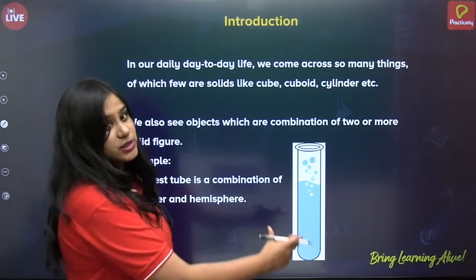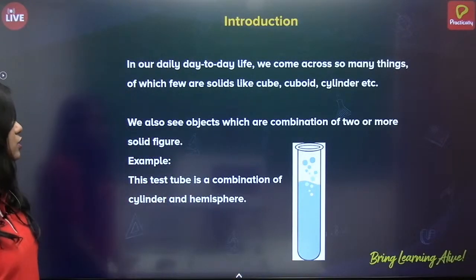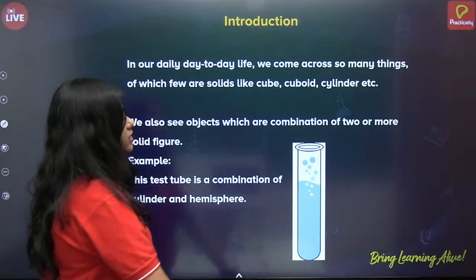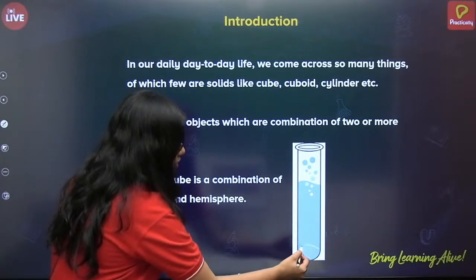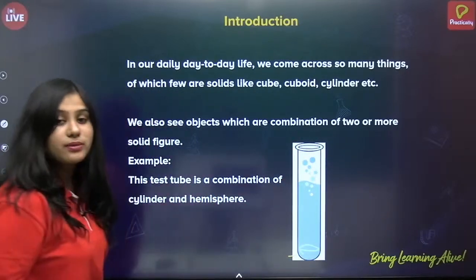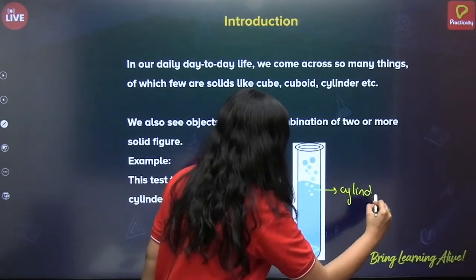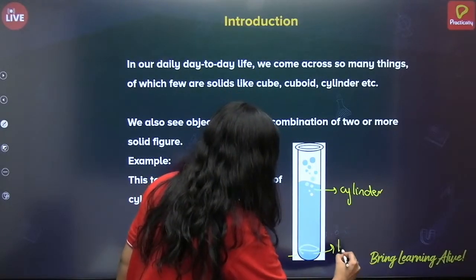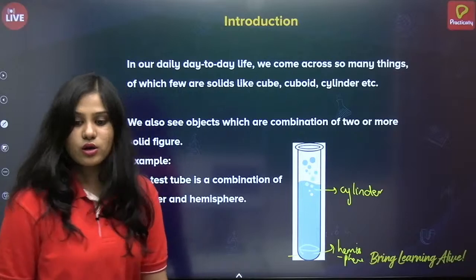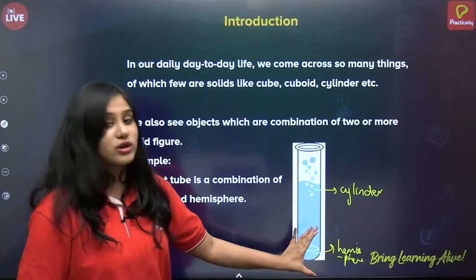So here you see a test tube, correct? You use a test tube for experiments in your science laboratories. So how is this a combination of two solids? When you observe it carefully, it is a cylinder till here and this part is a hemisphere, correct? The top part is nothing but a cylinder, so I'll write this as cylinder, and the bottom part is a hemisphere, correct?